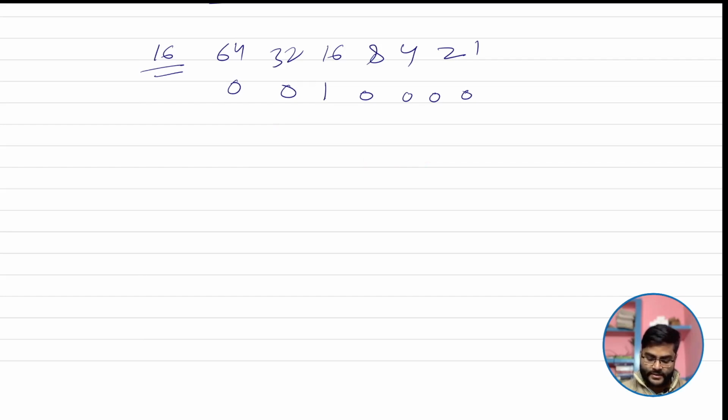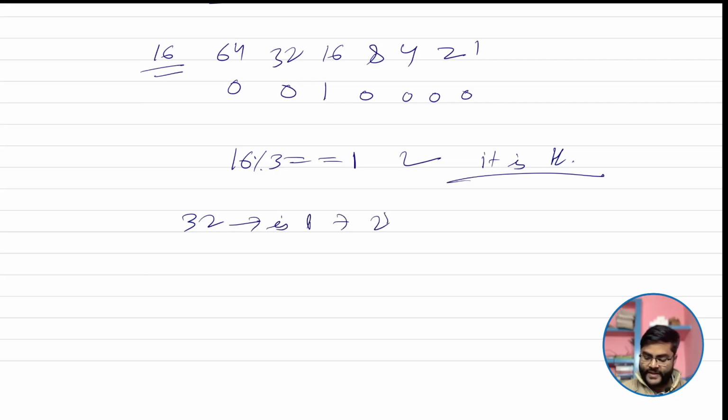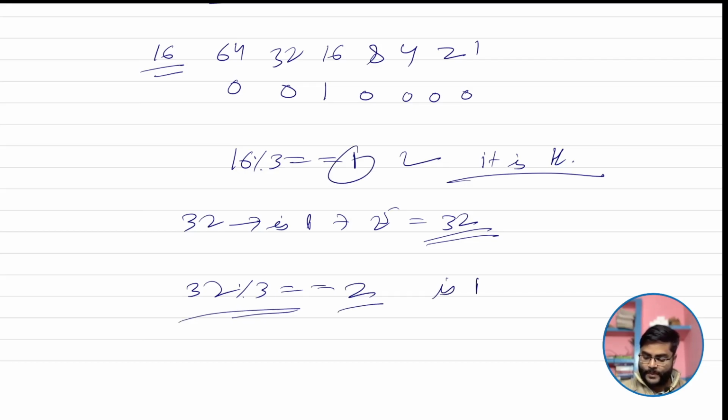Check for another condition. 16 mod 3 is 1, so it is a power of 4. Okay. Now check 32. 32 is a power of 2. 2 to the power 5 can be written as 32. Now check 32 mod 3. 32 mod 3 will be 2. It is not 1, so it is not a power of 4.